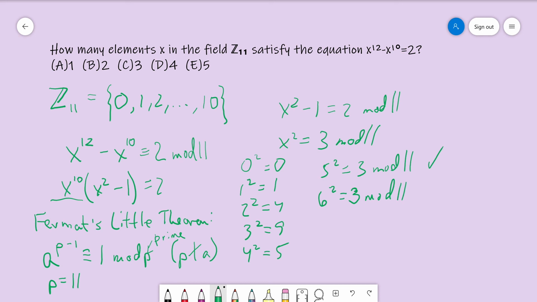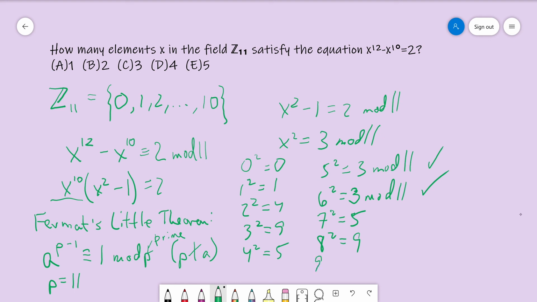because 11 times 3 is 33, and then you add 3, that gives you 36. 7 squared is 49, which is equal to 5, because it's 44 plus 5. 8 squared is equal to 64, which is the same as 66 minus 2, so it's like negative 2, which is the same as 9. Right, 55 plus 9 is 64.